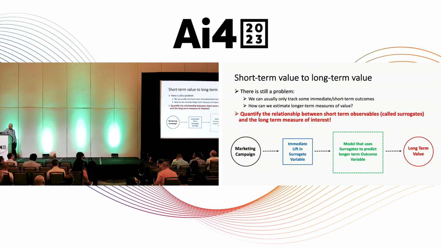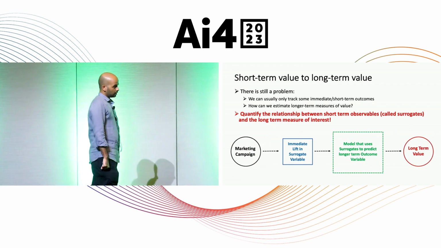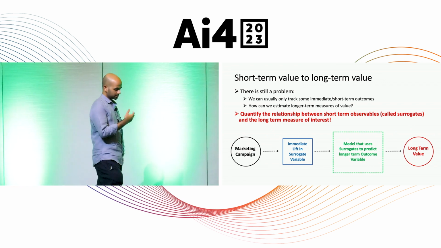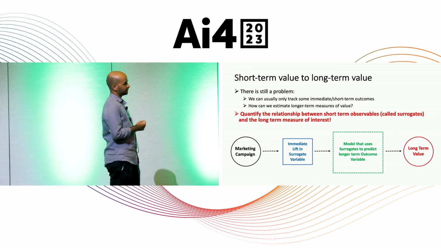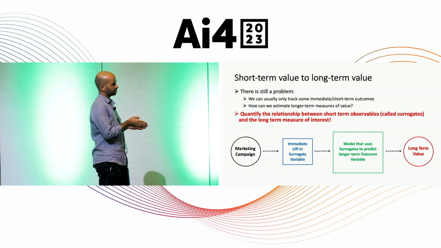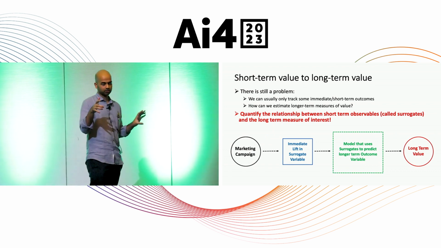So the strategy that's usually used here is you want to quantify the relationship between the short-term immediate variables, the immediate impact that you can easily observe, and what is going to happen in the future. It's called surrogate methods in causal learning. The idea is you have a surrogate variable that you observe in place of the one that you're actually interested in, and you would have some kind of model that will map changes in the surrogate behavior to changes in the long-term outcome.